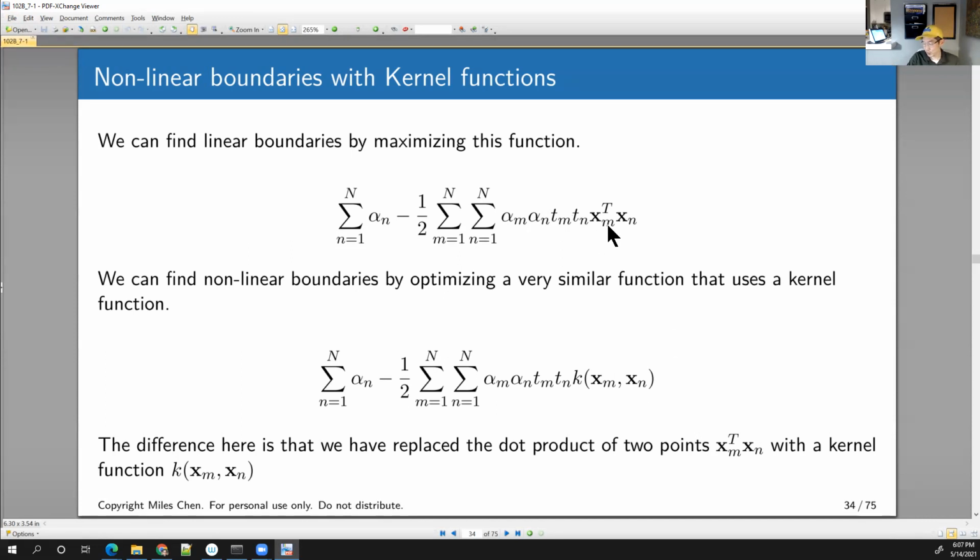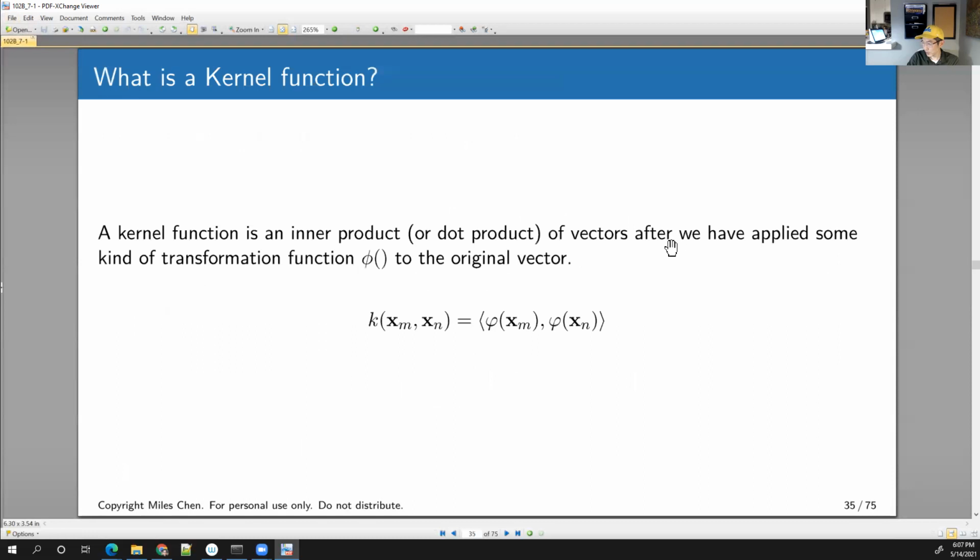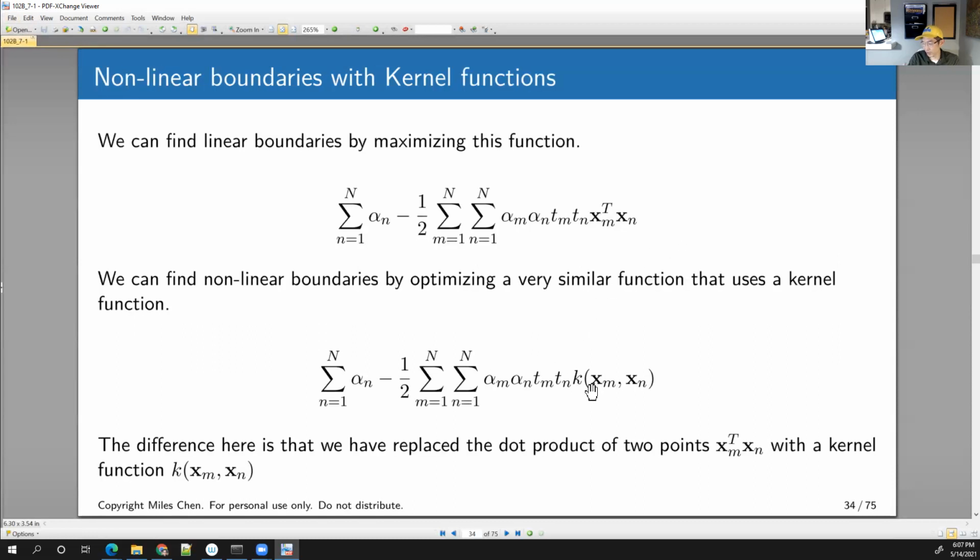So if you do X transpose X, basically you're just doing this dot product, right? You take the first element of XM and the first element of XN, you multiply those together, you take the second element of XM and the second element of XN, you multiply those together, the third element of XM and the third element of XN, and you multiply those together and you add them up, okay?